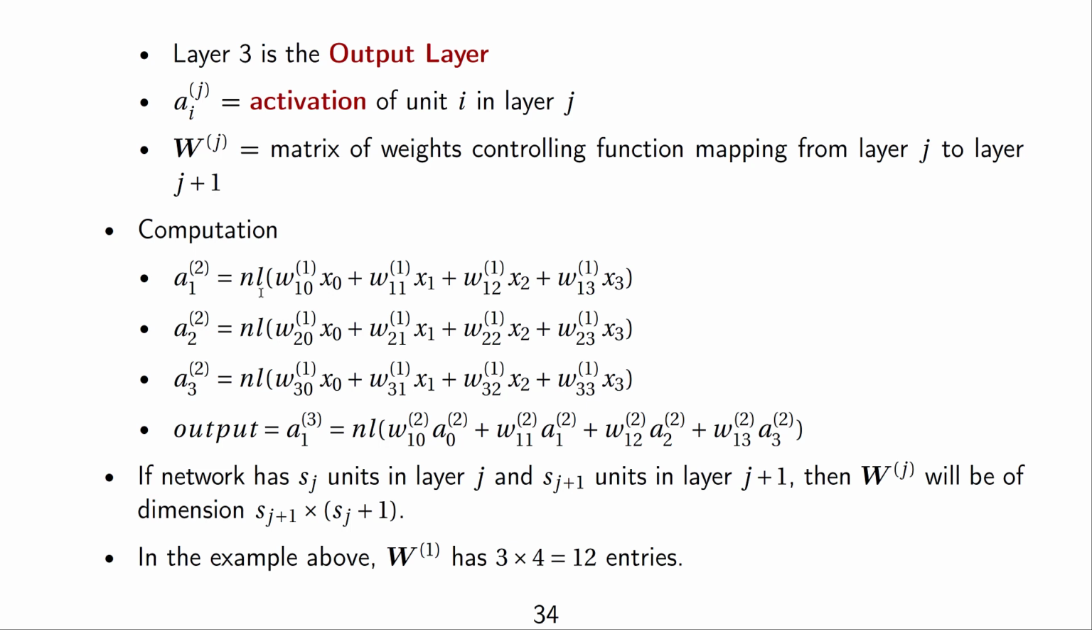So how many entries does the weight matrix W superscript 1 have? Well, we can count them here: 1, 2, 3, 4, 5, 6, 7, 8, 9, 10, 11, 12. More generally, if a network has Sj units in layer j and Sj plus 1 units in layer j plus 1, so this would be a 3 and this would be a 3 as well, then this weight matrix will be of dimension Sj plus 1 times Sj plus 1, that means 3 times 4. So we have 12 entries.